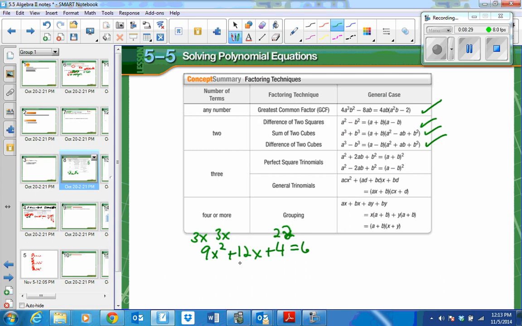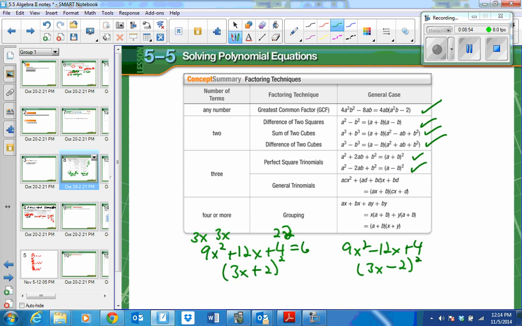If I multiply that times 2, do I get my middle term? And yes, I do. So this is where you can factor it to 3x plus 2 quantity squared. And if we had had 9x squared minus 12x plus 4, then that's going to factor to 3x minus 2 quantity squared. So always look for those perfect square trinomials, because people tend to miss those.